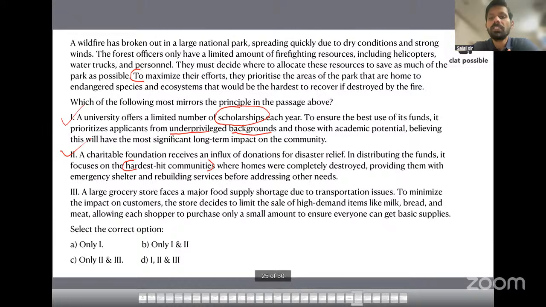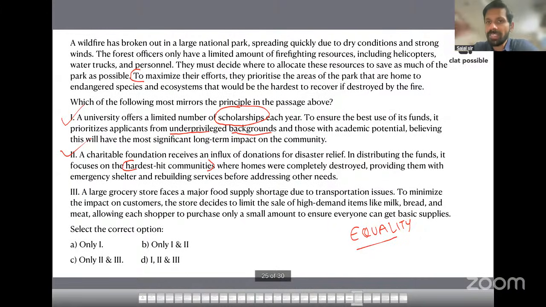Three says a large grocery store faces a major food supply shortage due to transportation issues. To minimize the impact on consumers, the store decides to limit the sale of high demand items like milk, bread, and meat, allowing each shopper to purchase only a small amount to ensure everyone can get basic supplies. So now it is more of a rationing move wherein you are doing it with a sense of equality, right?